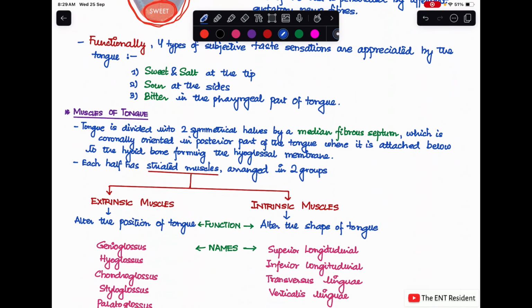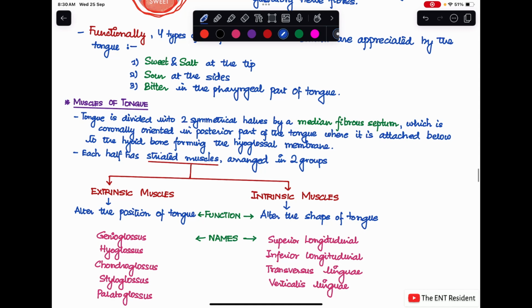Now, this median fibrous septum is coronally oriented in the tongue, and it is attached below to the hyoid bone, forming the hypoglossal membrane. Now, each half of the tongue has striated muscles which are arranged in two groups, extrinsic muscles and intrinsic muscles.